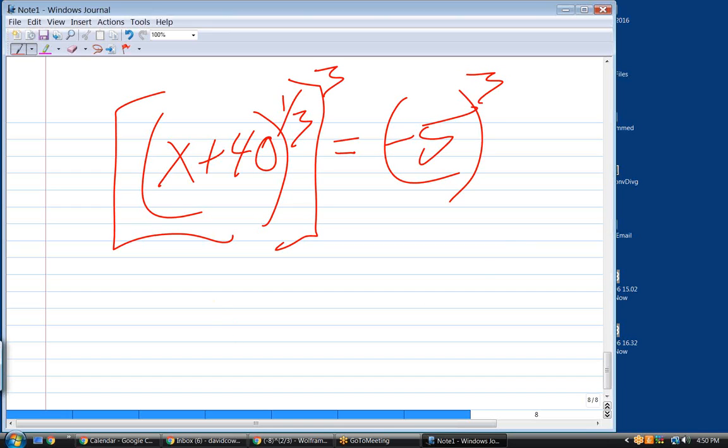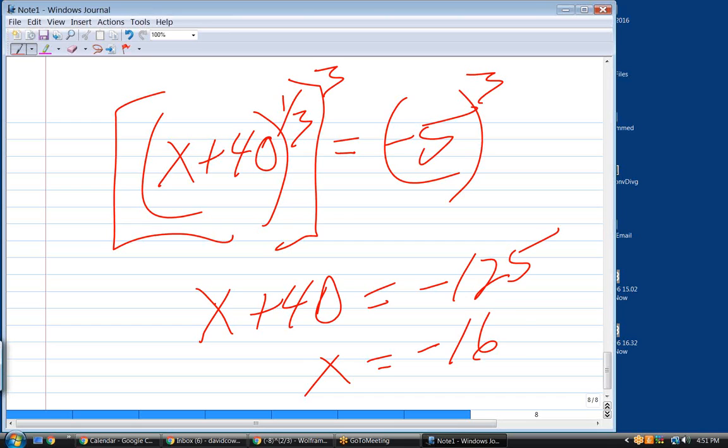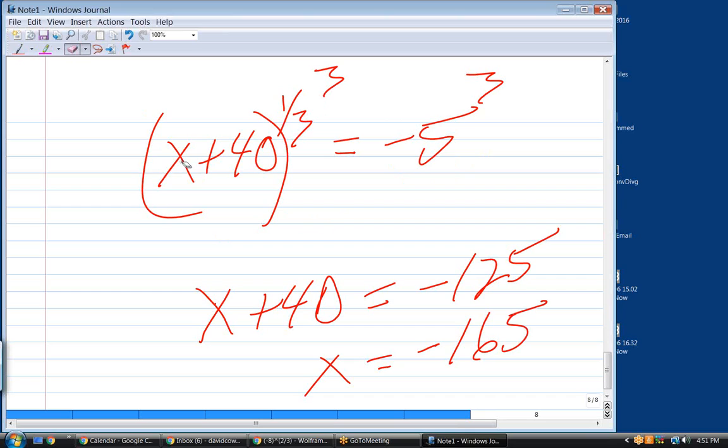We cube the left side, we get x plus 40. Cube the right side, we get -125. X equals -165. And if we check that solution, it works. If I plug in -165, then I'm taking the cube root of -125, and the cube root of -125 is -5.